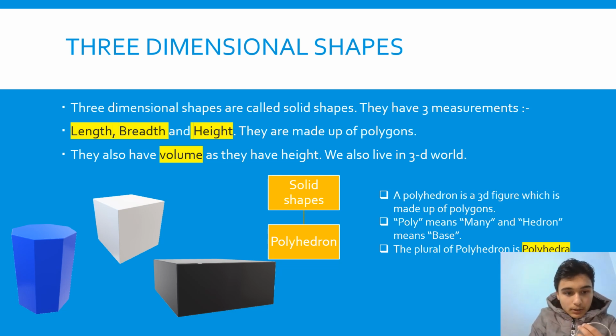So this is a square, and this is an octahedron. This is the octahedron. This is the cuboid. Now, a polyhedron is a 3D figure which is made up of polygons. Poly means many and hedron means base. Base is simply a polygon or a shape. The plural of polyhedron is polyhedra.